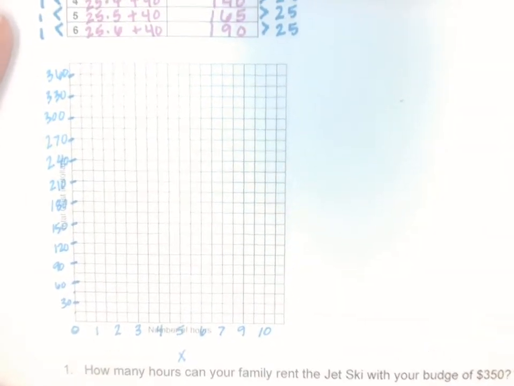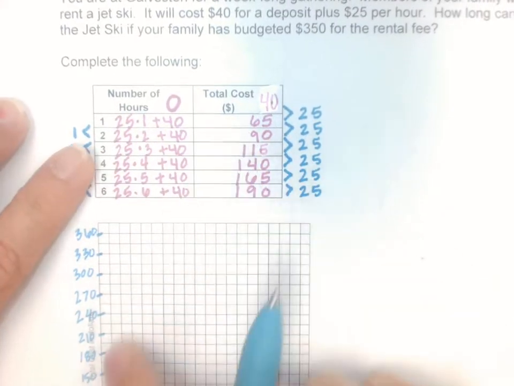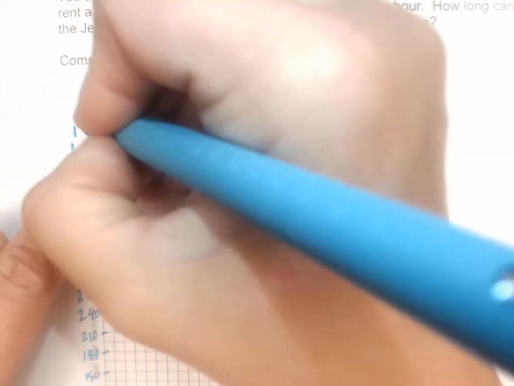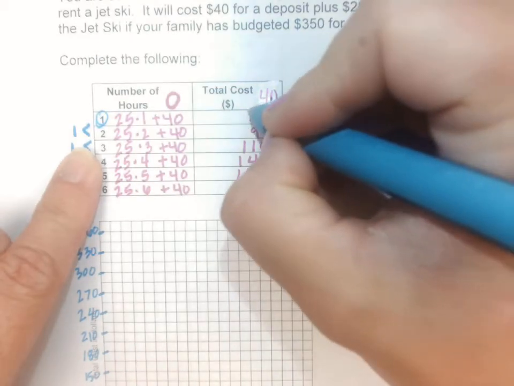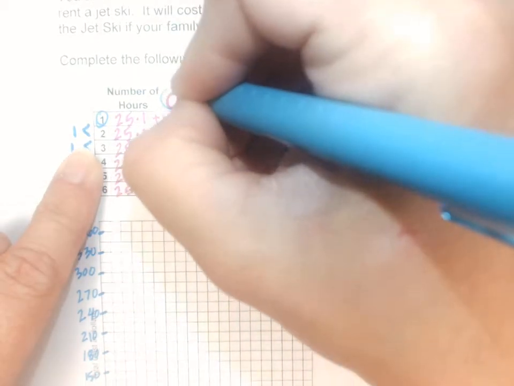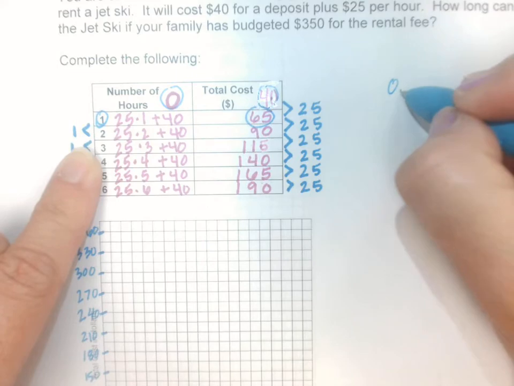Okay, so what I'm going to do is actually plot ordered points, but I want you to know where the points are. So we'll start with 0, 40. So 0, 40 is an ordered pair, right?